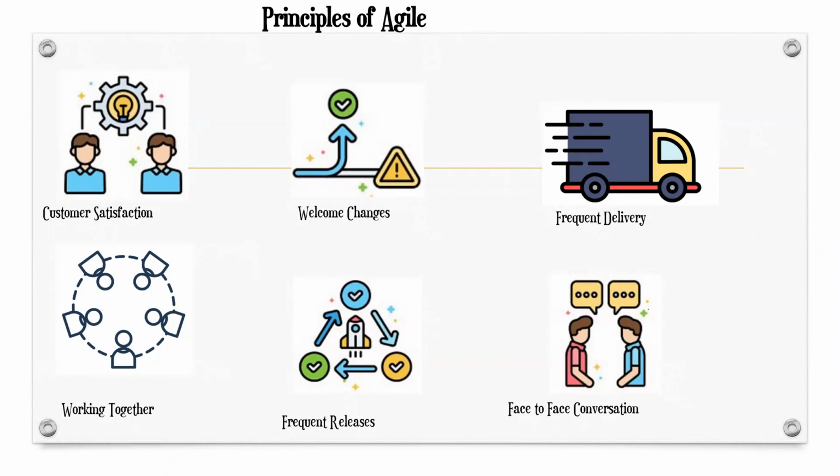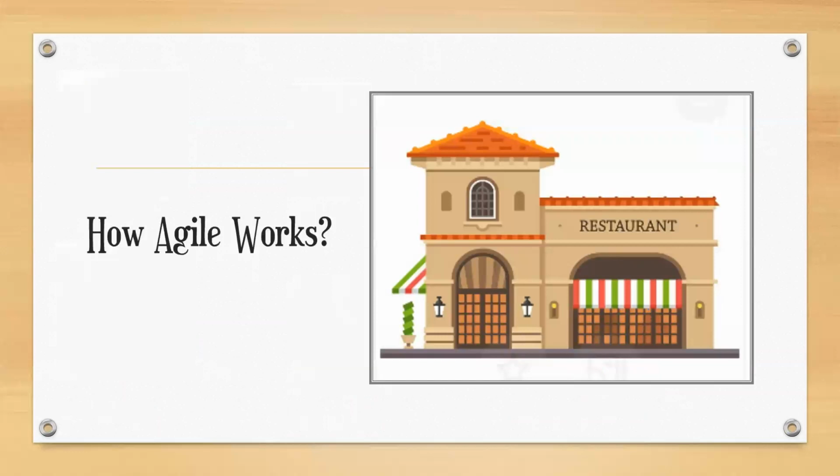Okay, now we will see how Agile works. The best example is a restaurant. You go to a restaurant, and you are the client or customer over there. You pick a table, you sit there, and then you place an order. One person comes and collects your order, and then he goes to the cooking department or kitchen and gives the order.